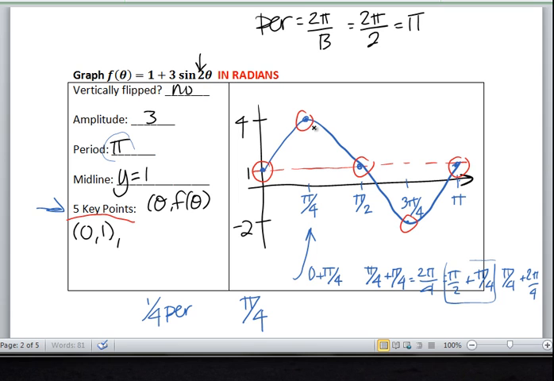Okay, so then my second point right here is pi over 4, 4. This next one here is pi over 2, 1. My next one here is 3 pi over 4, negative 2. And last but not least, my final point here, and that is pi, 1. And so those are my 5 key points. So in the next video, I'm going to work out some more examples of this.